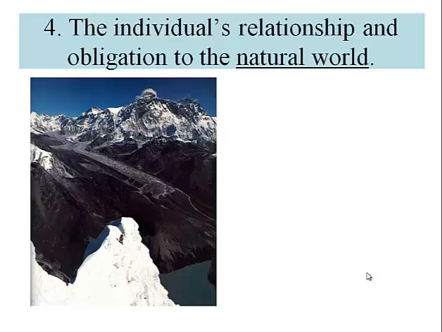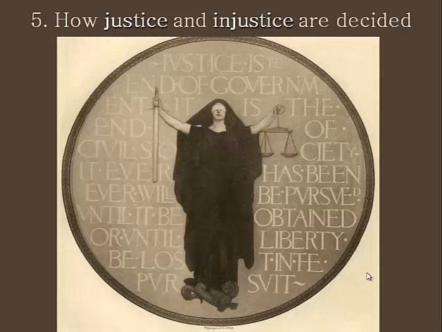It could be the relationship to the natural world. You're going to read a story next year about a man who, it's snowing and he's cold, and he's just trying to survive. It's called To Build a Fire. He's struggling through surviving in the natural world. It's man versus nature. How justice and injustice are decided. Our next novel will deal with justice and injustices in the world and who decides what's just and what's unjust.